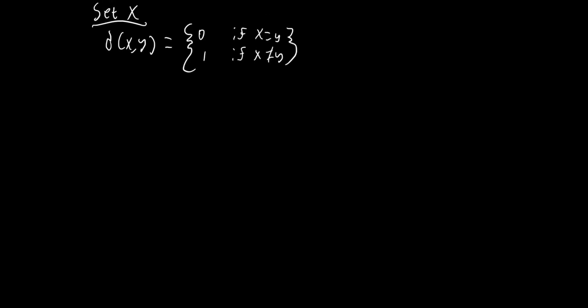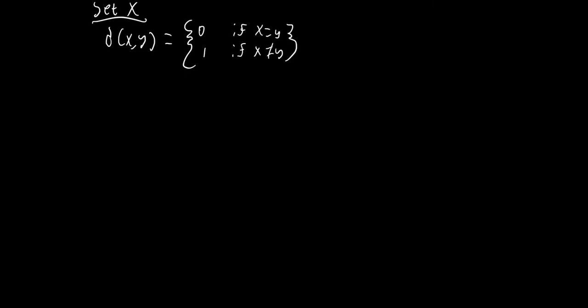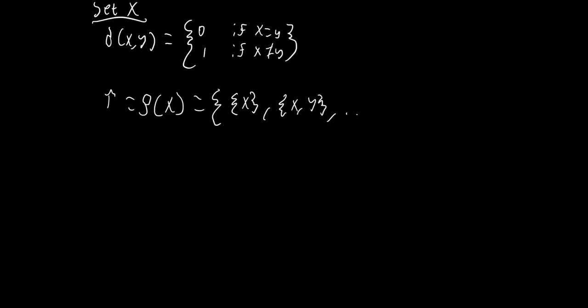So what's the discrete topology? The discrete topology is just the power set on X, which is just every possible subset of X. So this would be X, any singleton, and then any pair, and so on. And then it also includes the empty set and X itself, because those are subsets of X. So it's every possible subset of X.